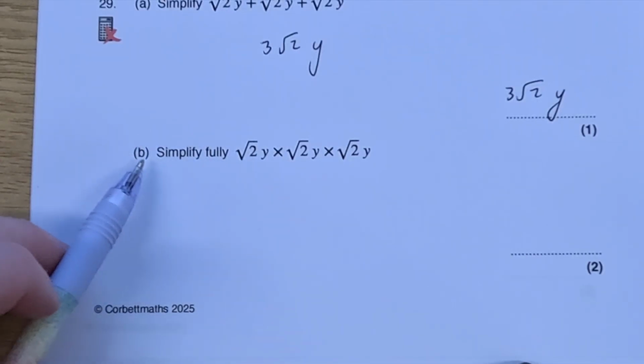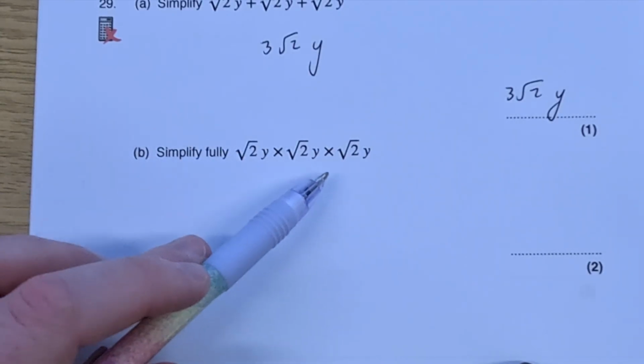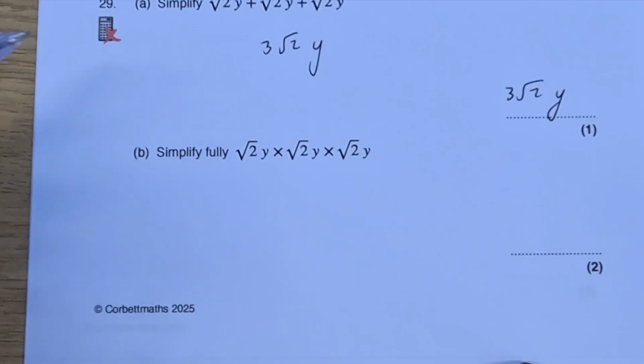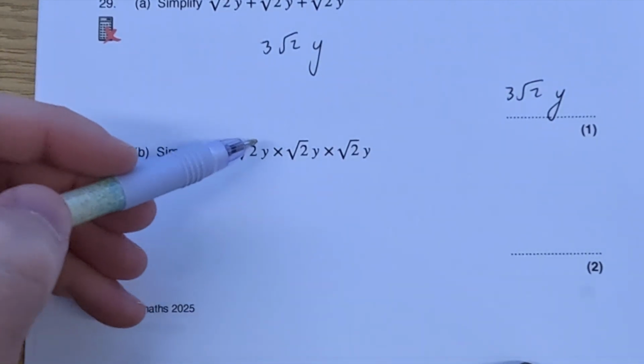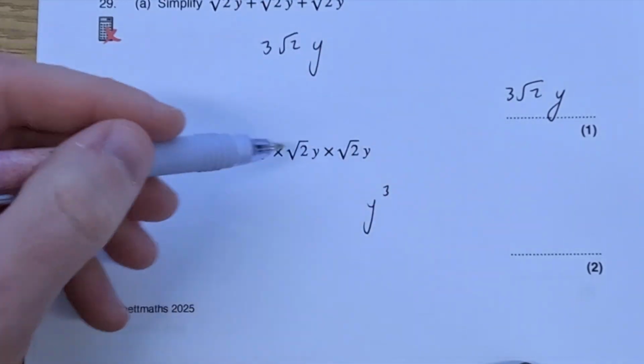Okay, now let's look at part B. Part B, we've been asked to simplify fully root 2y multiplied by root 2y multiplied by root 2y. So here, for instance, if we had 3y times 3y times 3y, we would do 3 times 3 times 3 is 27, and y times y times y is y cubed. So here we've got the y times y times y, so we know it's going to be y cubed. But let's find out what goes in front of it.